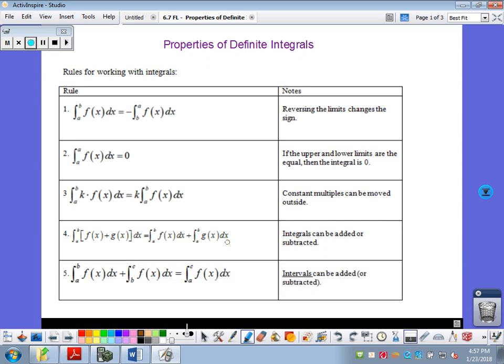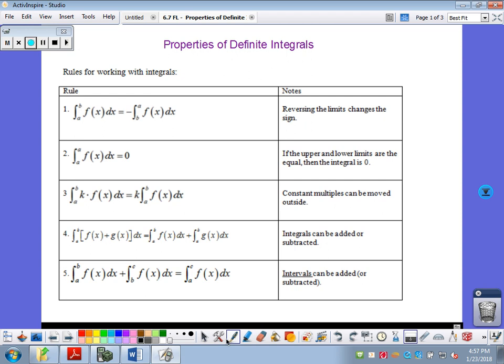The other thing that we can do is we can add or subtract the intervals themselves. So if I have one integral that goes from a to b, and a second integral that goes from b to c, and I have the same function in my integrand, well then I can make that be one long integral from a to c of my function. So all of these are helpful as we try to manipulate and evaluate these different integrals.